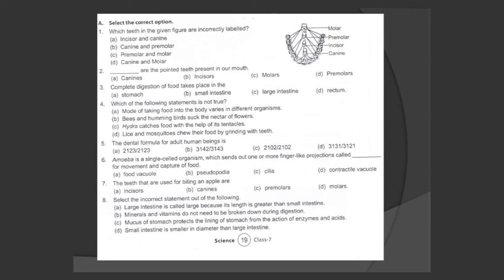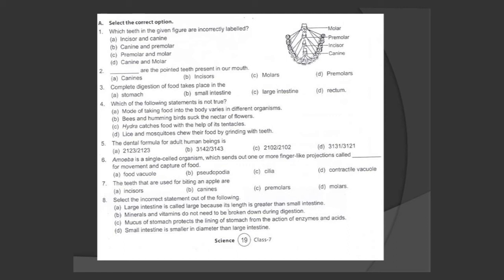They are incorrectly labeled. I hope you are following. So first, incisors should be there, where canine is labeled. Next, canine should be there. So incisors and canine are incorrectly labeled. I hope you understand. In this labeling, incisors should come where canine is, and canine should go where incisors are. So that is the incorrect labeling. Second one: sharp or pointed teeth present in our mouth, answer is canine.